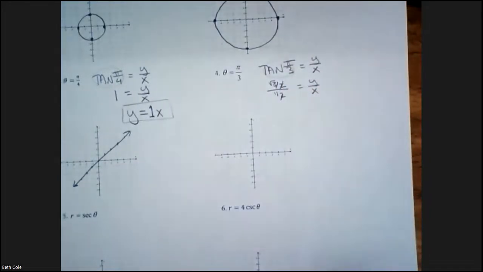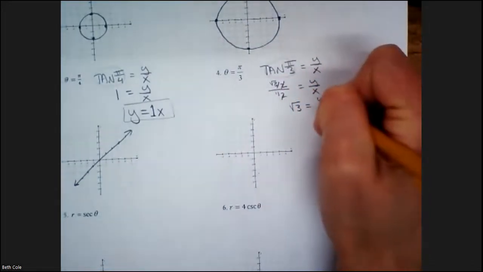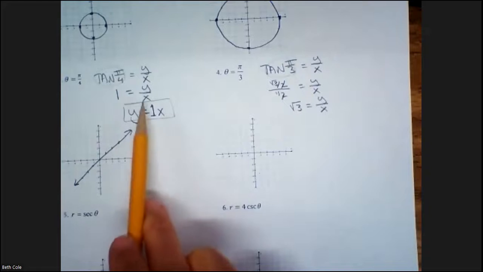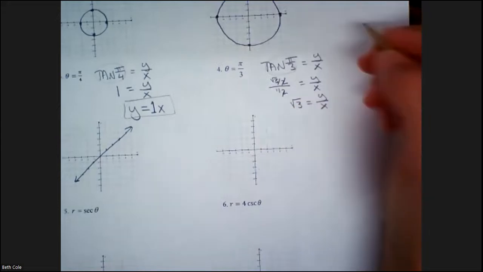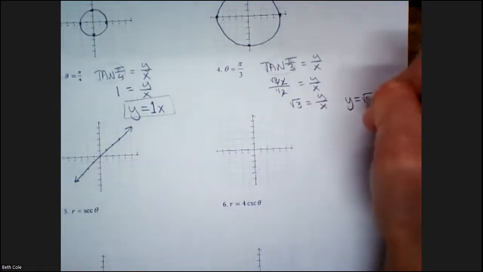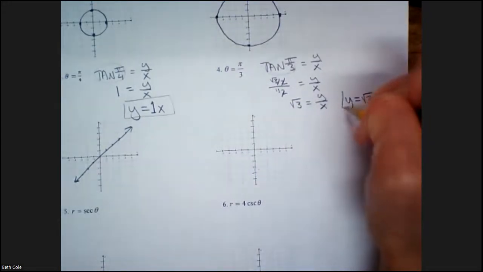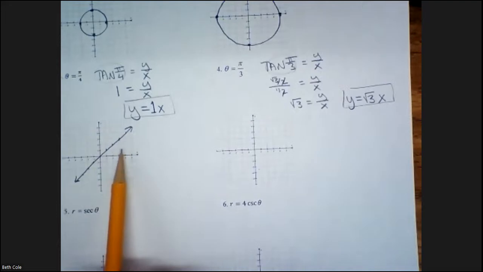If the 2's cancel, it'll just be square root of 3 equals y over x. And just like we did over here, let's get y by itself because it'll look a little bit more familiar to us. We'll multiply over the x. And so we have y equals square root of 3 times x. So it is the exact same thing as this, except the slope is square root of 3.